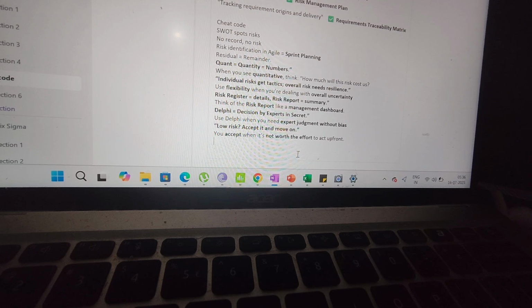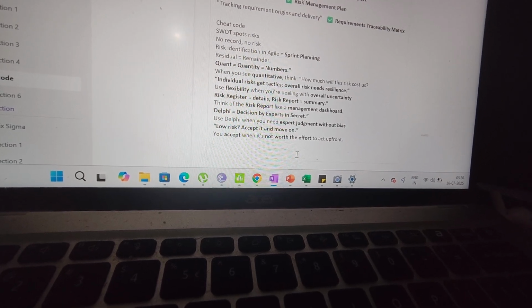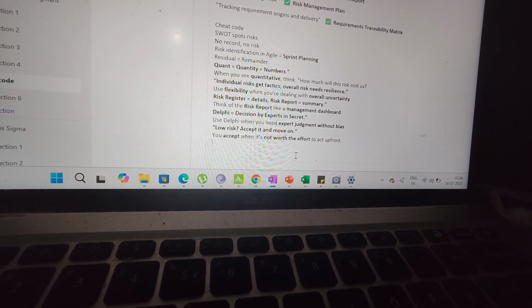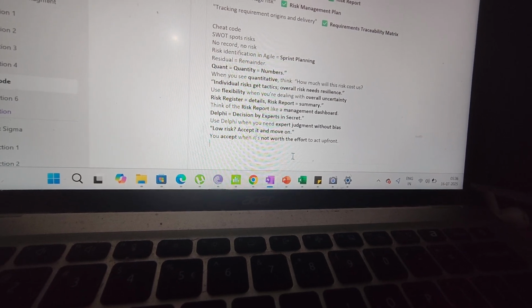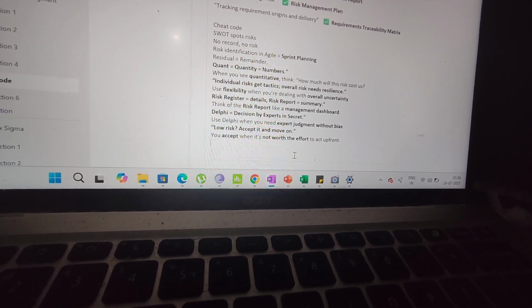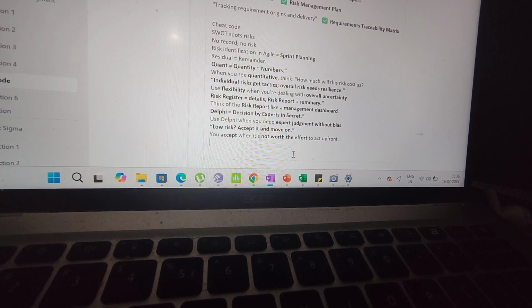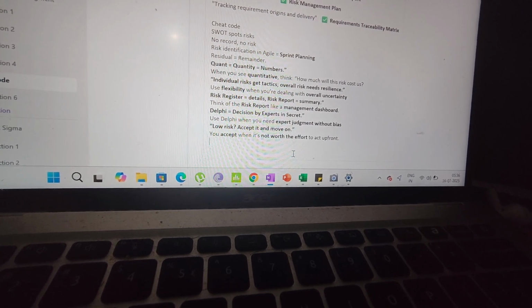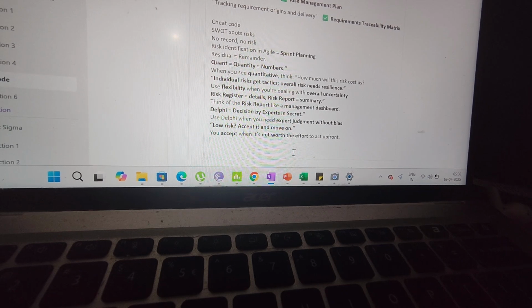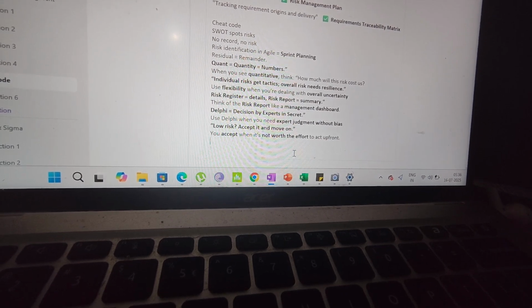Now going to the third one, risk identification in agile. If you get a question that says you are handling an agile project, and you have to identify where you can identify the maximum risk, the answer here is risk planning.